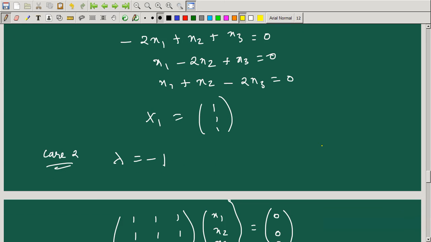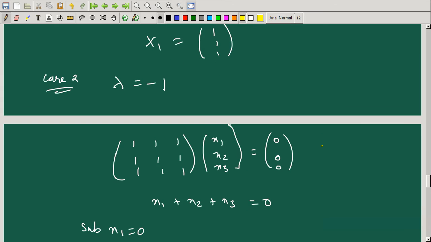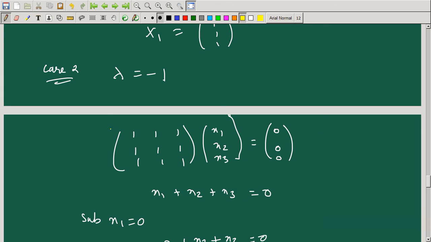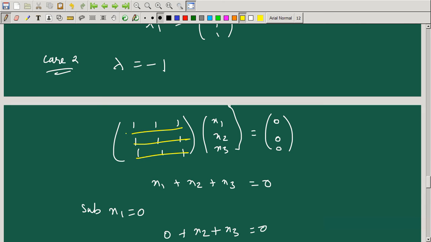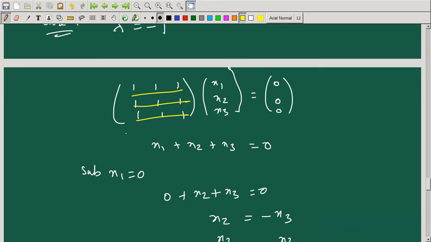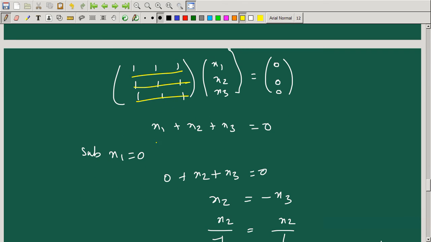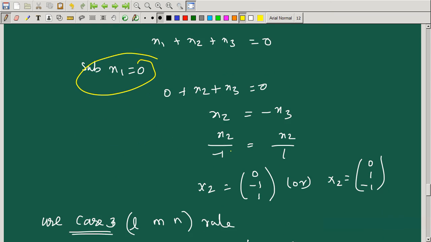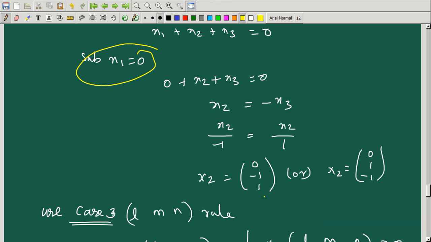Then for x2, lambda is equal to -1. In the matrix itself you can identify that all three equations are the same, which means linearly dependent. So select any one equation. For the second eigenvector, substitute x1 equal to 0. Then we will get x2, which is 0, -1, 1, or else you can write 0, 1, -1.